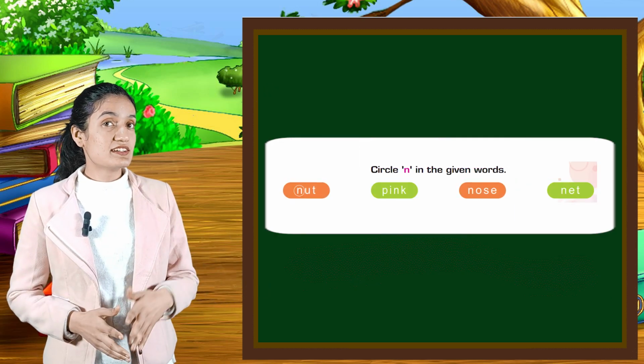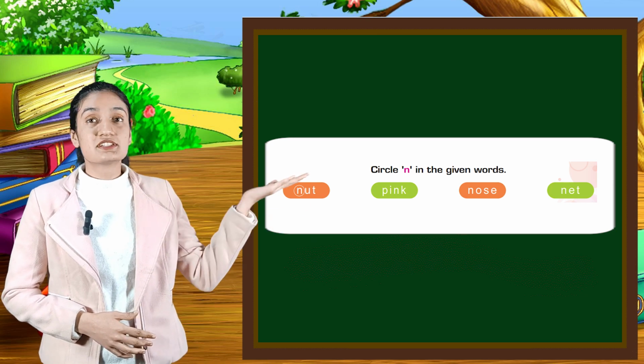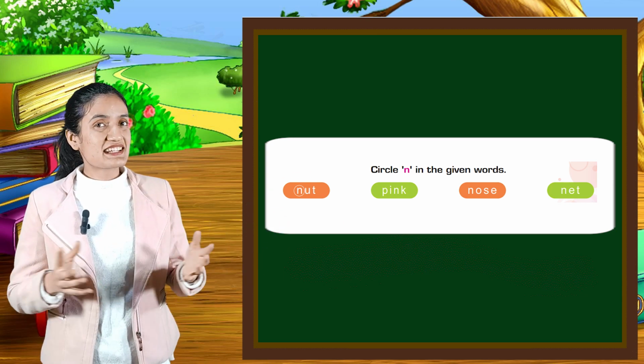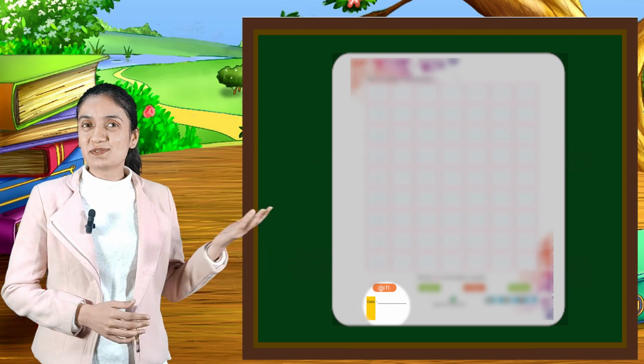Circle N in the given words. Nut, pink, nose, nut. Find N and circle it. Mention the date in your notebook.